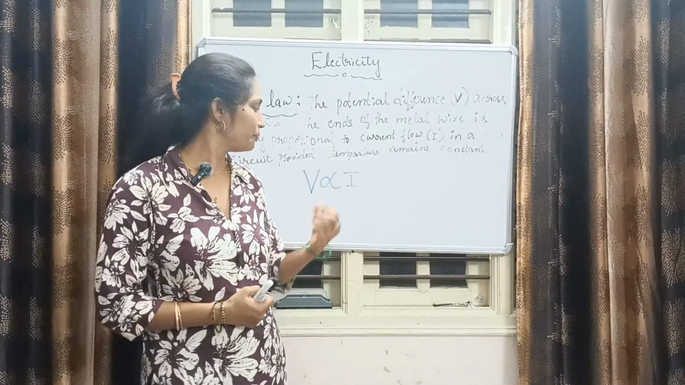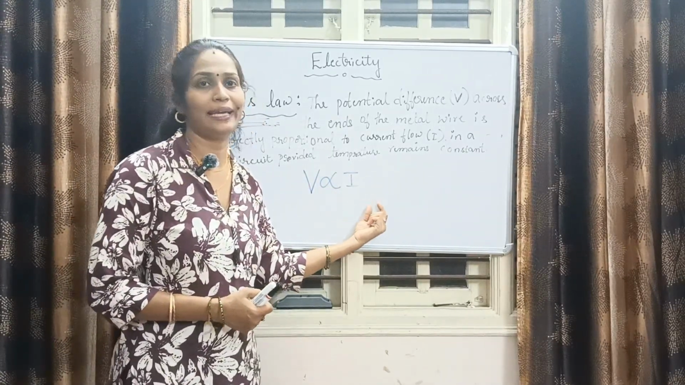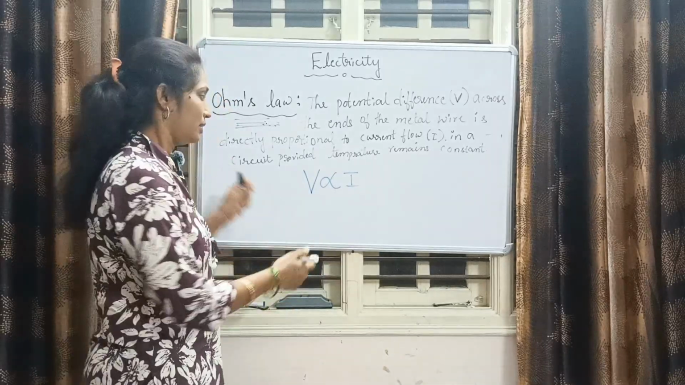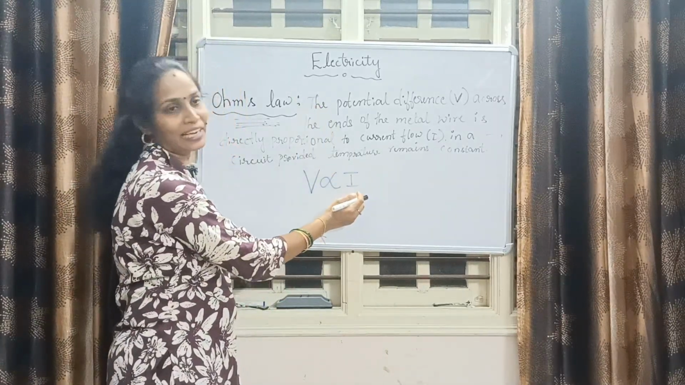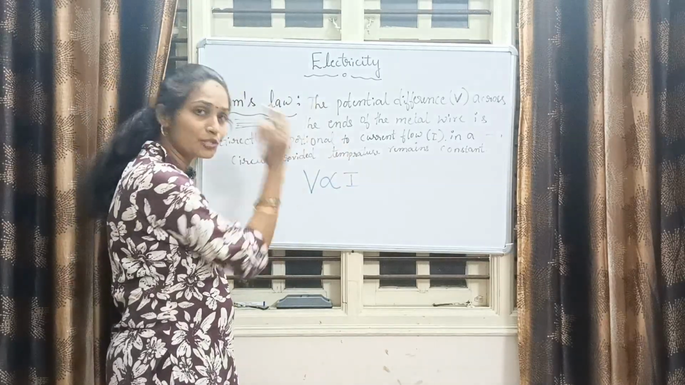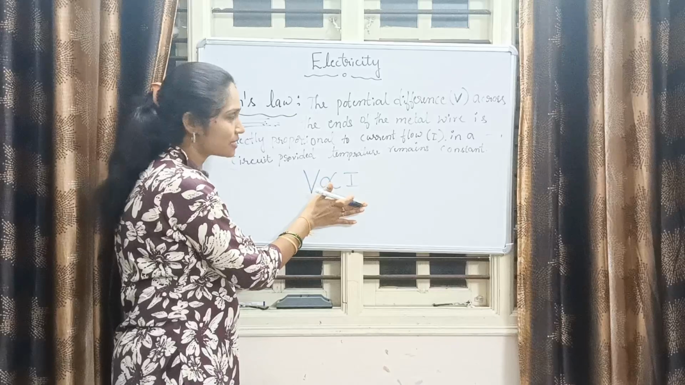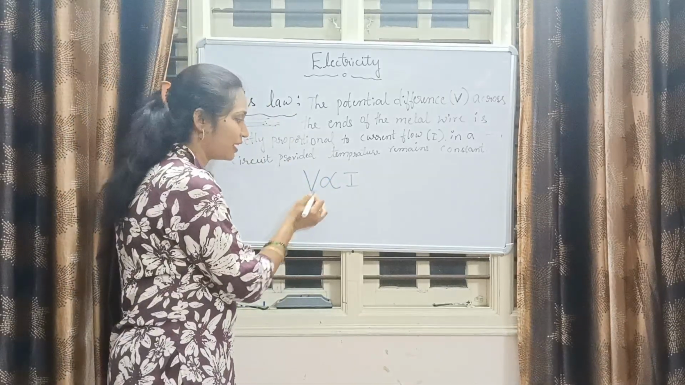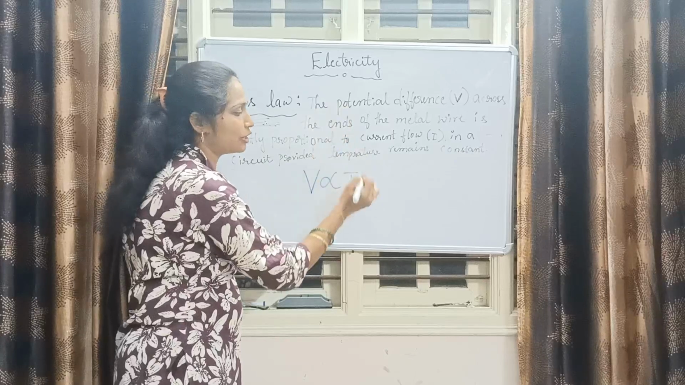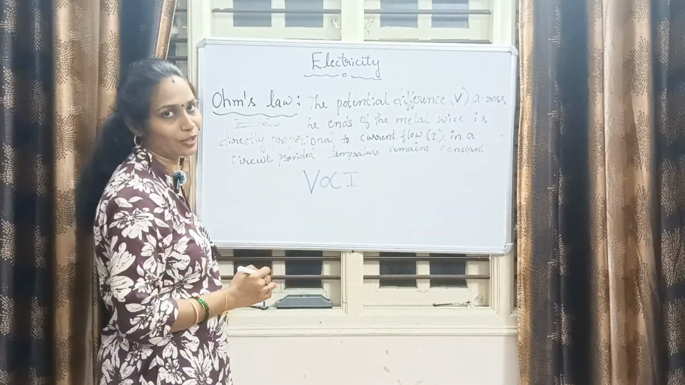Just now what I told you, potential difference is directly proportional to the electric current. Whenever the potential difference increases, the current flow in a circuit also increases. This relationship is called Ohm's law. Understood? Potential difference is directly proportional to the electric current. This is called Ohm's law, guys.